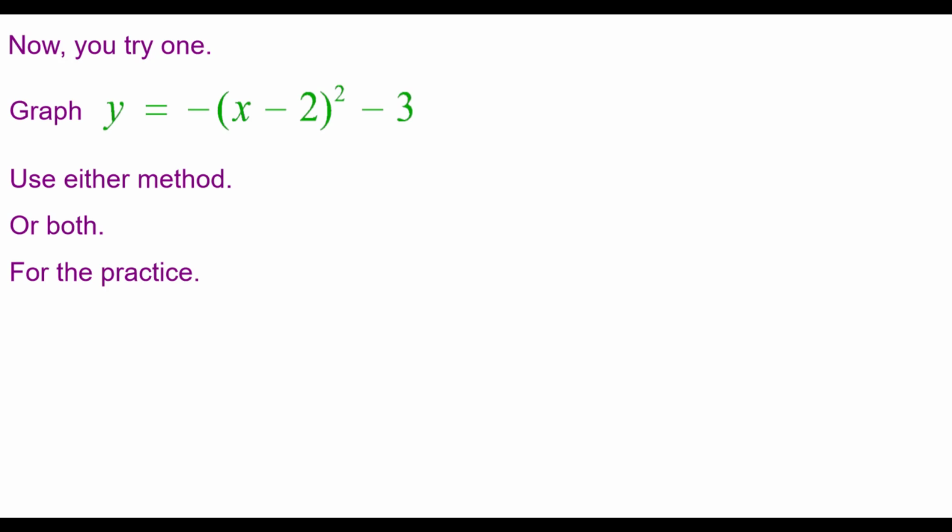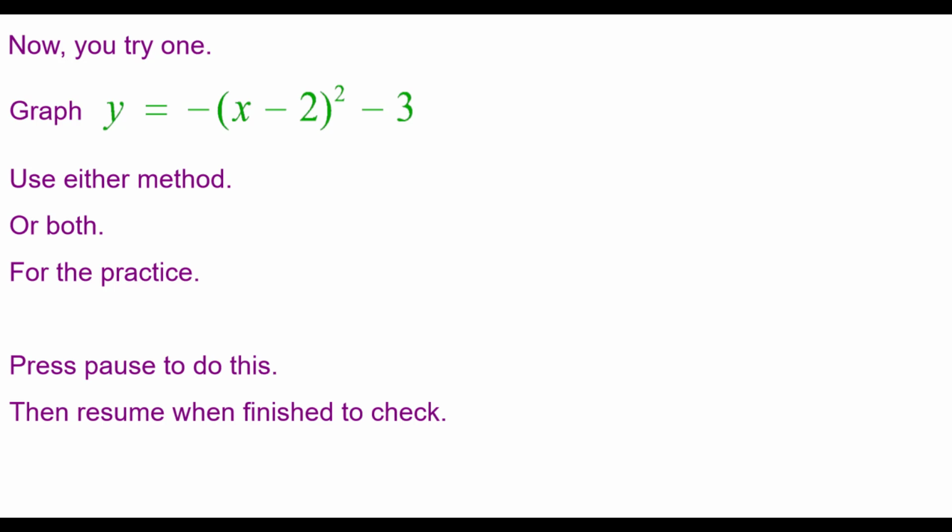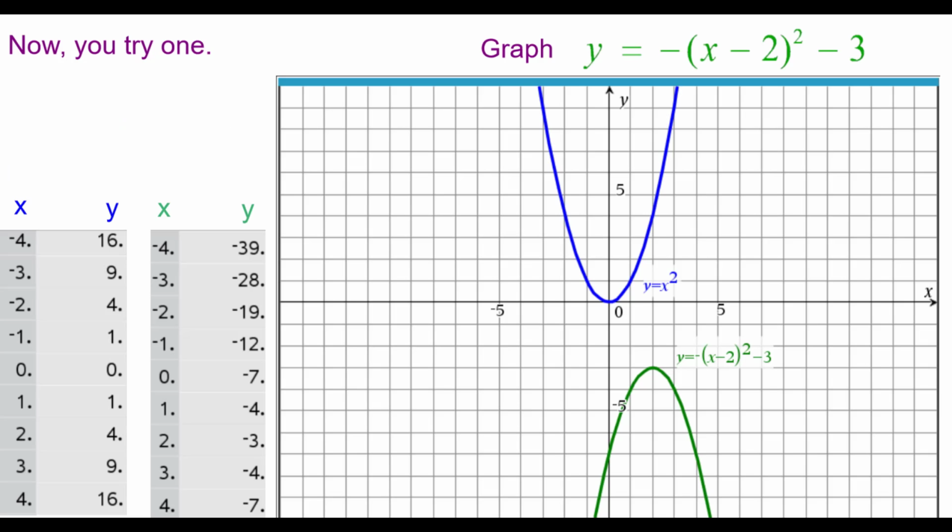Now you try one. Graph y equals the opposite of the quantity x minus 2 squared minus 3. Use either method or both for the practice. Press pause to do this and then resume when you're finished to check your answer. And here is that answer. And we have the table of both the parent and the graph that you were asked to do.